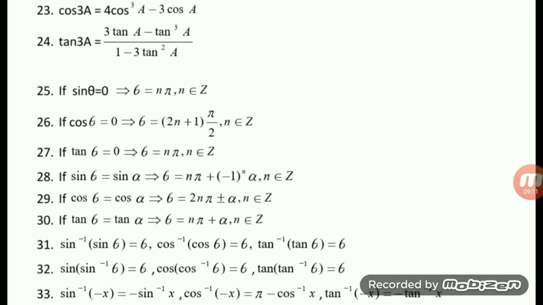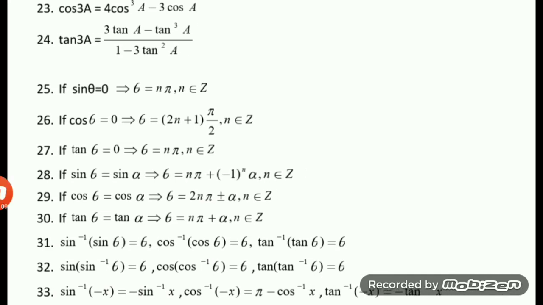Again, here we have got the general values, which you have got in class 11. That is, if sine theta is equal to 0, then theta is equal to n pi, where n belongs to Z. This is very important to mention. Similarly, cos theta is 0 gives you theta equal to (2n plus 1) into pi by 2. Tan theta is equal to 0 gives you theta is equal to n pi. Then sin theta is equal to sin alpha gives you theta is equal to n pi plus minus 1 to the power n into alpha. Then cos is there, tan here.